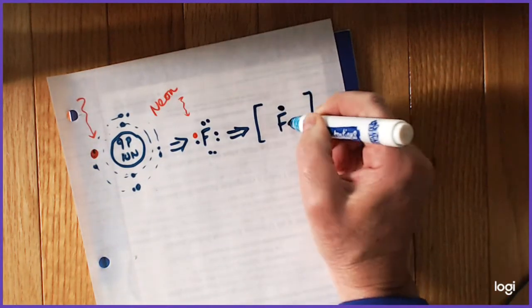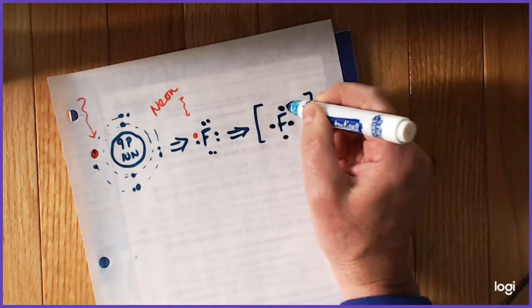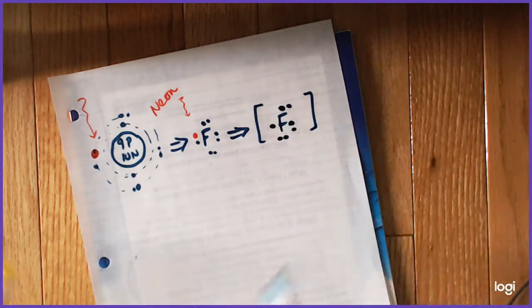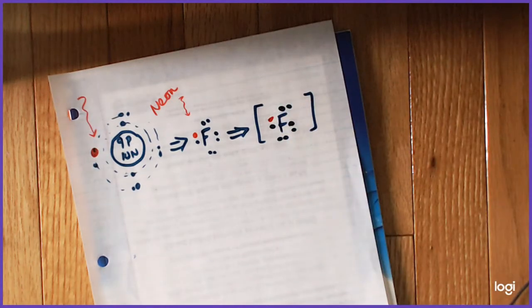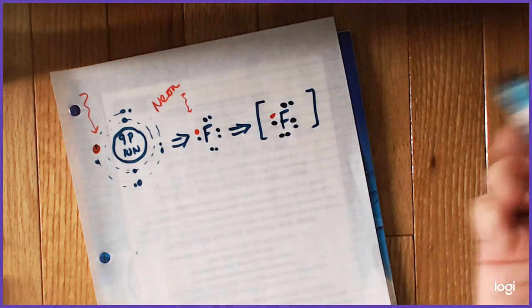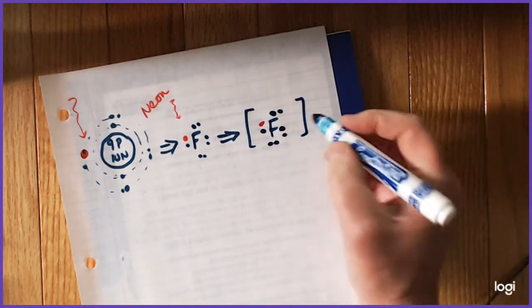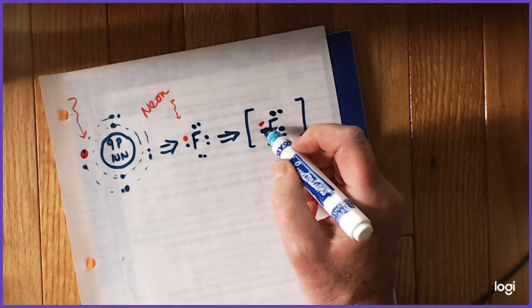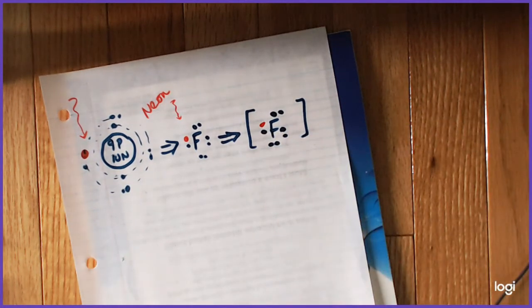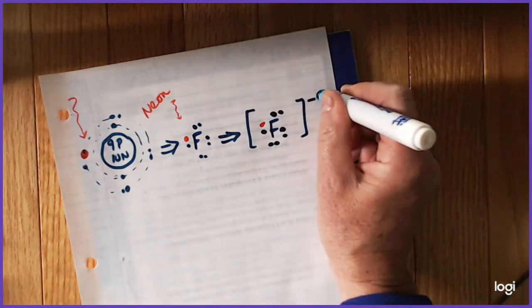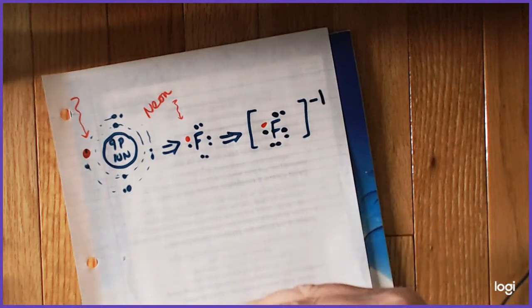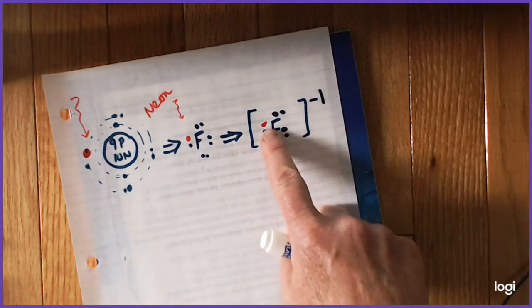So 1, 2, 3, 4, 5, 6, 7, and I'm only going to do this in red just to remind you that this was the new guy that got brought in. It doesn't matter if you do it in the same color, it doesn't matter at all. Now this guy has one extra negative electron, so the overall charge on this ion is going to be -1 because we became more negative. We became more negative by 1 electron.